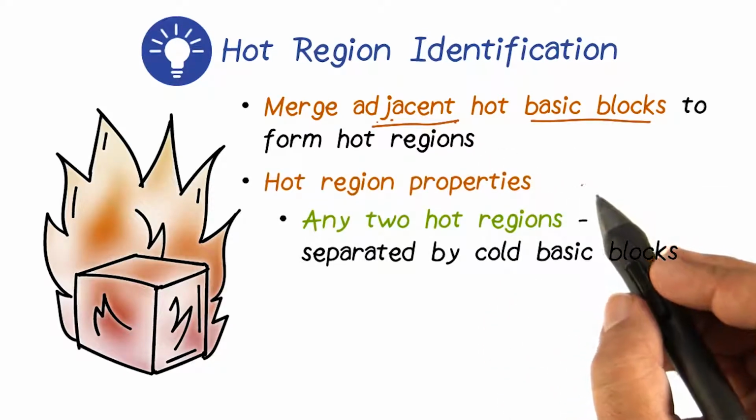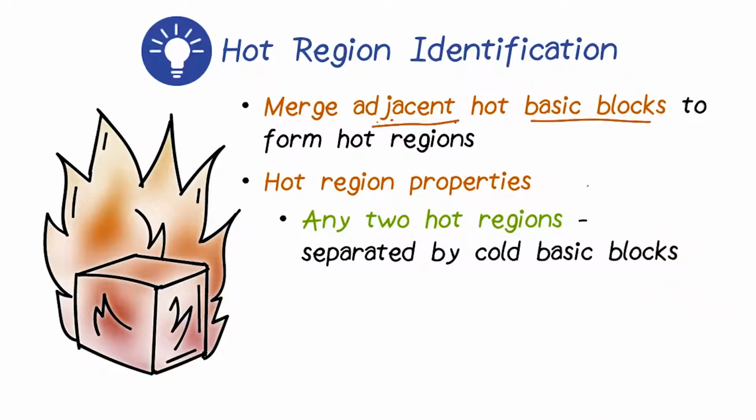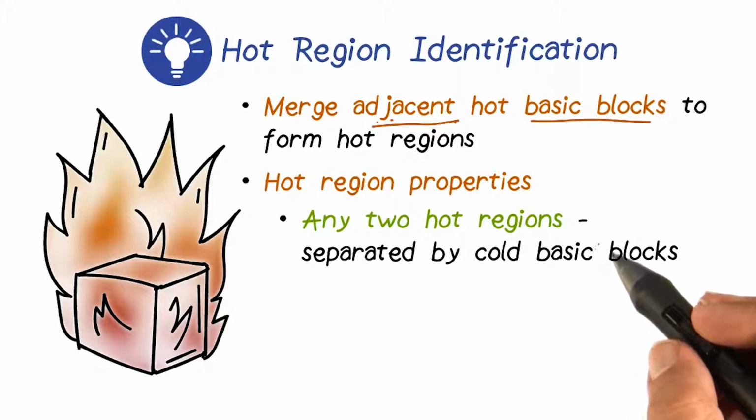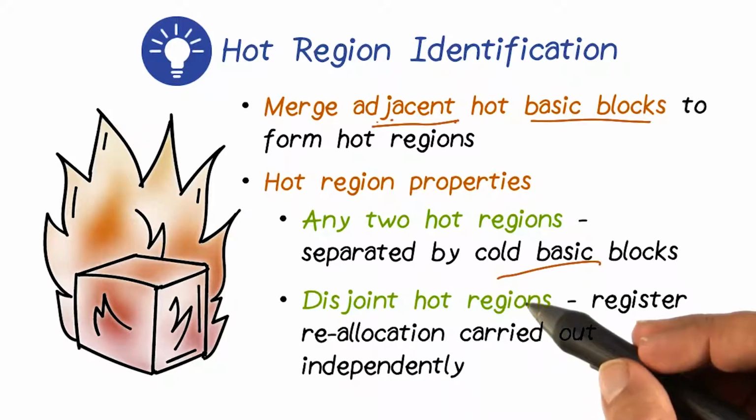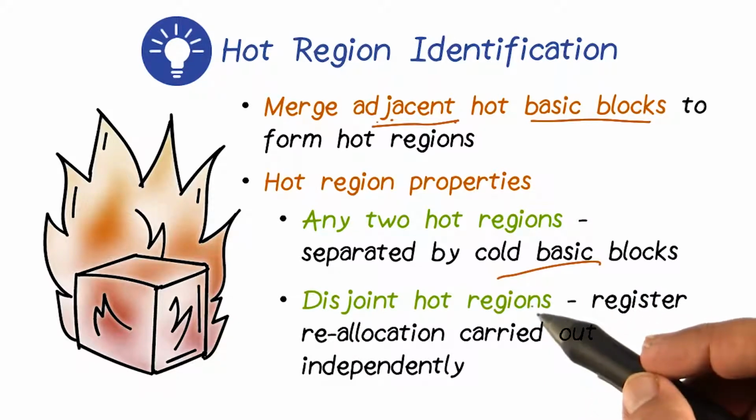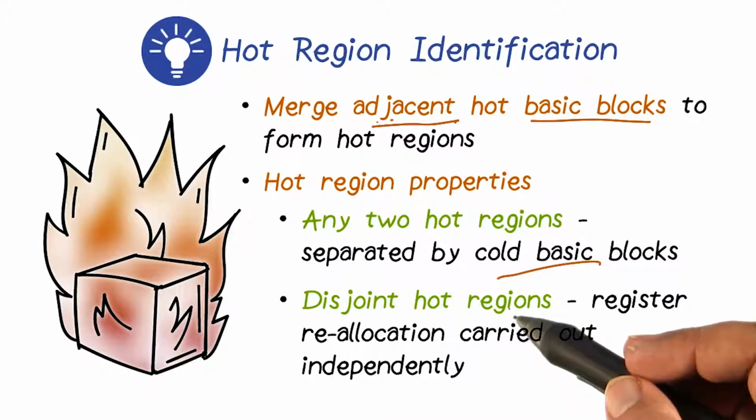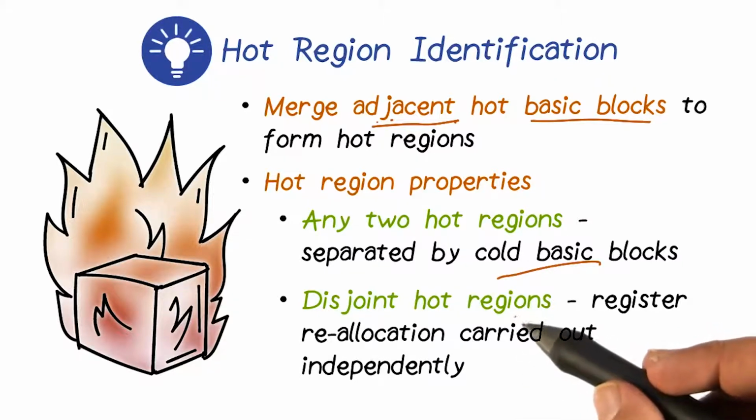So a typical property of hot regions is that they are convex. In other words, typically the control flow goes into a hot region, stays in that hot region, and then branches out of the hot region into cold basic blocks. So many hot regions are separated by cold basic blocks. Therefore, the hot regions are disjoint, and we can carry out the register reallocation independently for these hot regions. In other words, one hot region doesn't impact the register allocation of another hot region, and so these decisions can be decoupled. Now that's a very important property for register reallocation. That means it's a very local problem.